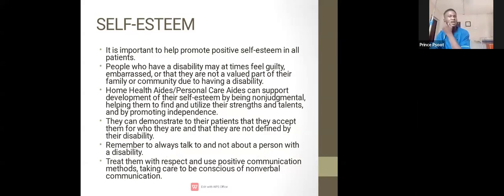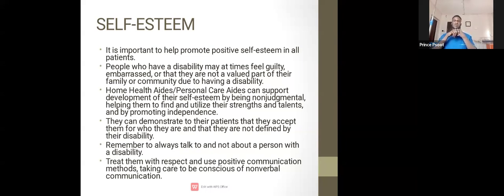Now, self-esteem. It is important to help provide positive self-esteem in all patients, with a disability or not. People with disabilities need more care because they feel more. People who have a disability may at times feel guilty, embarrassed, or that they are not a valued part of their family or community due to having a disability.